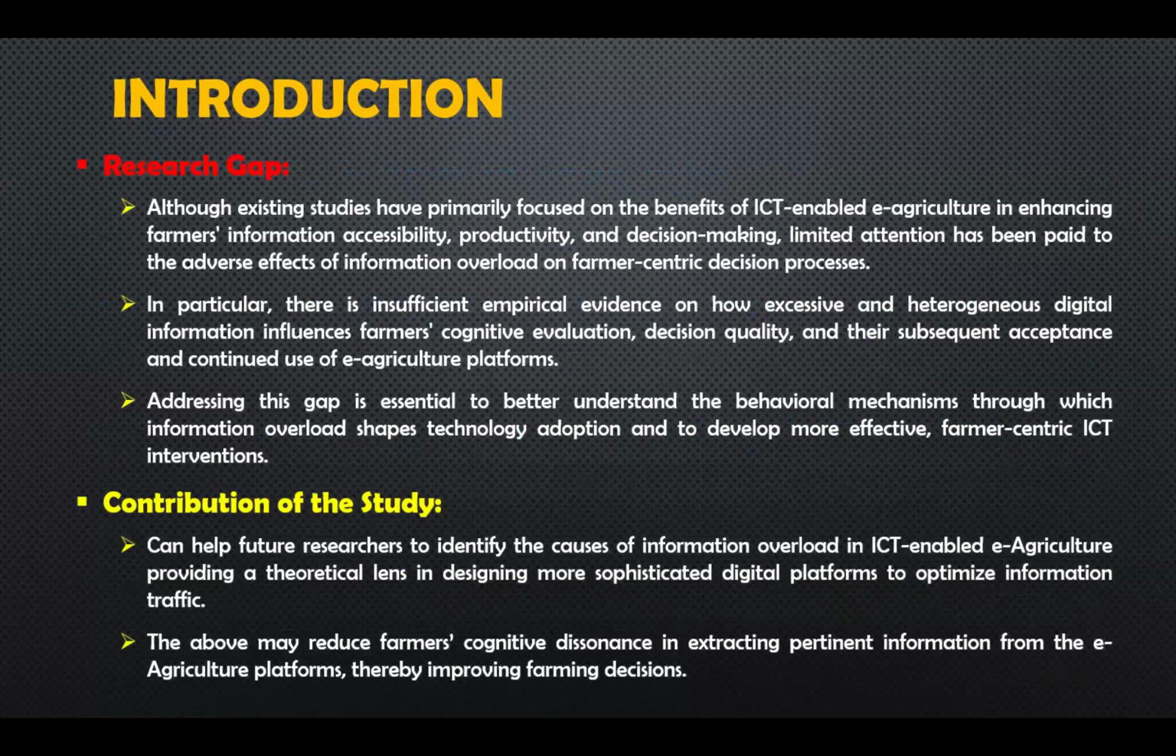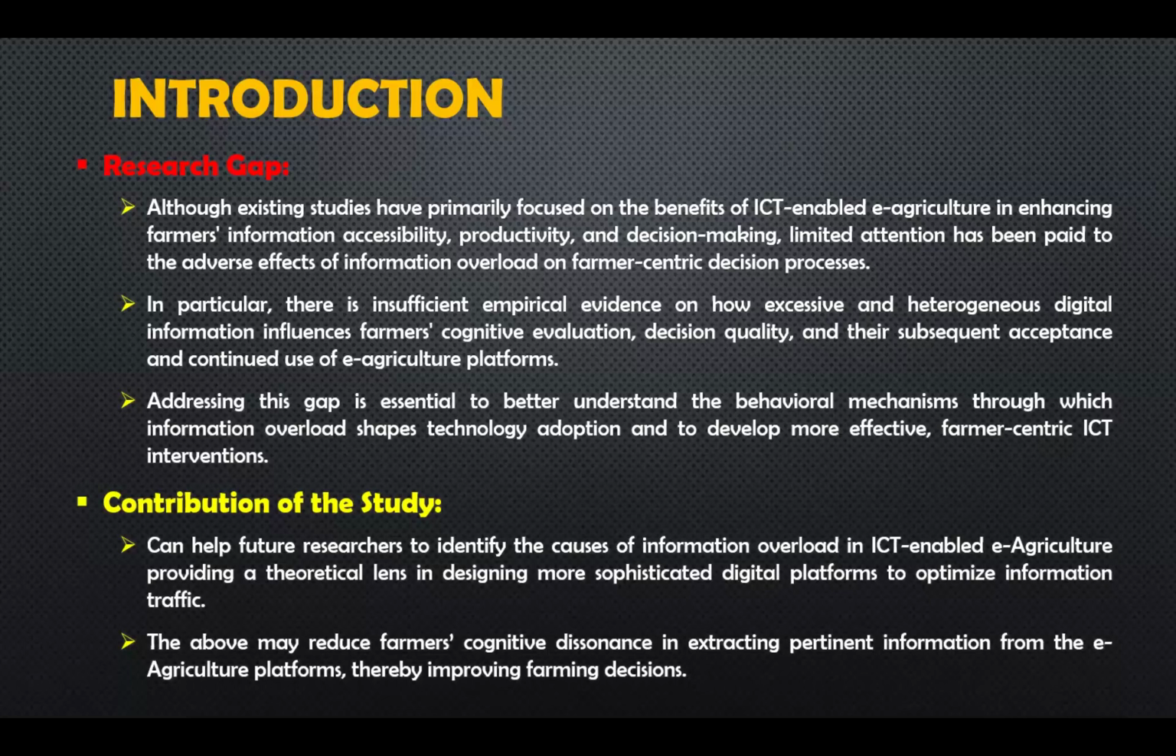In the research gap, although existing studies have primarily focused on the benefits of ICT-enabled e-agriculture in enhancing farmers' information accessibility, productivity and decision making, limited attention has been paid to the adverse effects of information overload on farmer-centric decision processes.